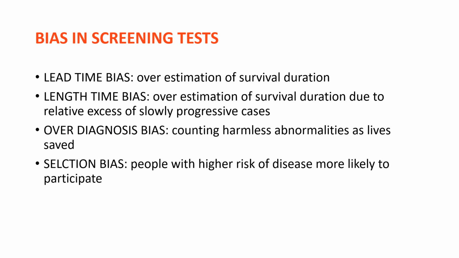And of course, when we are talking of screening, we have to talk about bias. The lead time bias is the overestimation of survival duration, which I discussed very early in this presentation. And the length time bias is the overestimation of survival duration due to the relative excess of slowly progressive cases in the disease concerned. And of course, there is overdiagnosis bias, counting harmless abnormalities as lives saved. And selection bias, that is, people with higher risk of disease are more likely to participate in a screening test.